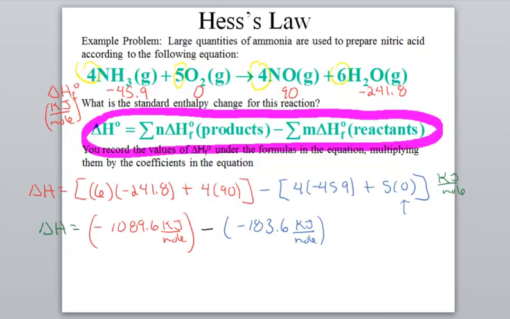The sum of all the potential energies of the product is negative 1,089.6 kilojoules per mole. The sum of all the potential energies of the reactants is negative 183.6 kilojoules per mole. And again, note that the fact that they're negative is just based upon what we say is 0. But that difference is the enthalpy change for the reaction.